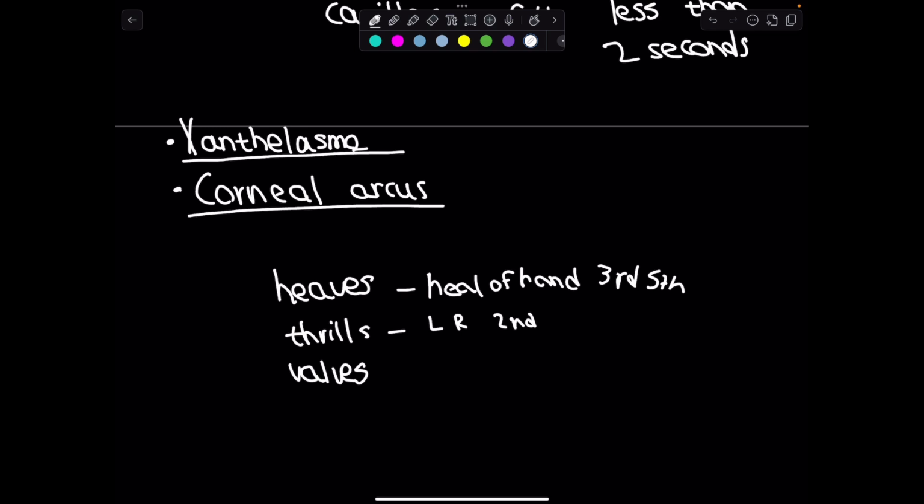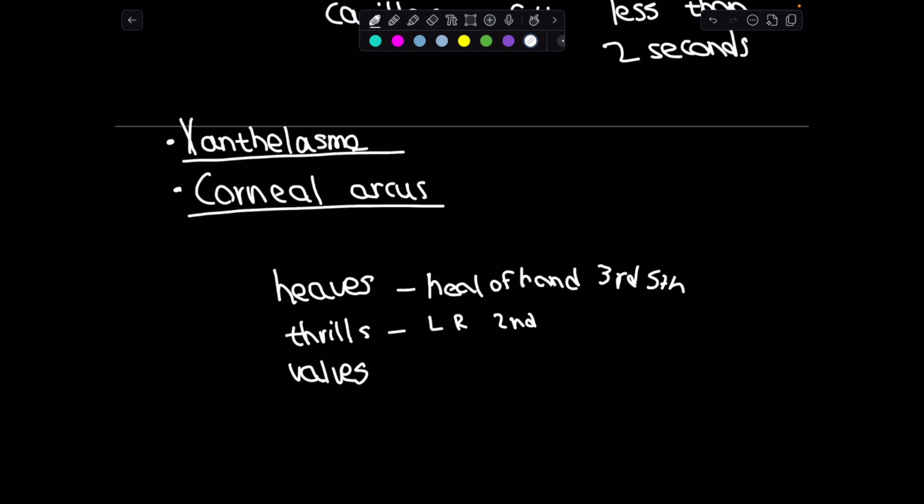Wait, so left and right second intercostal, and what else? For thrills, press the heel of your hand over the aortic, right second intercostal space, near sternum. Pulmonic, left second intercostal space, near sternum. Tricuspid, left lower sternum, fourth, fifth intercostal space. And mitral, left fifth intercostal space, midclavicular line.